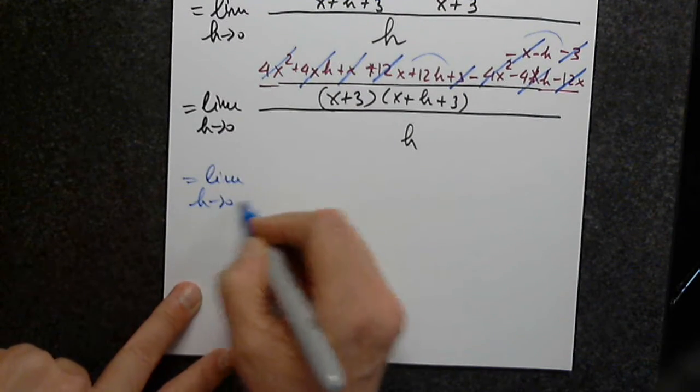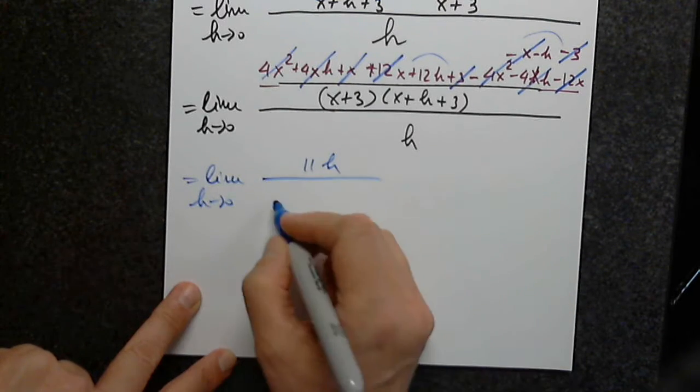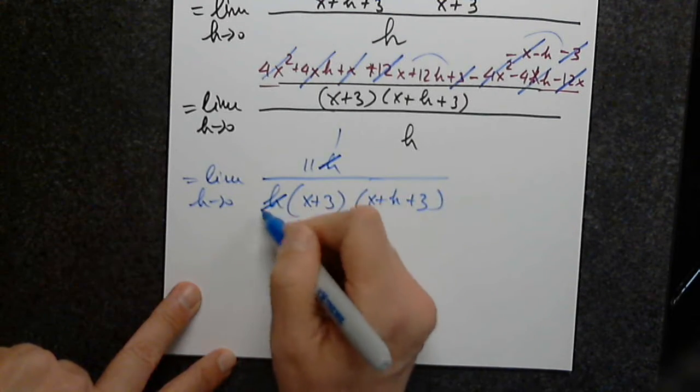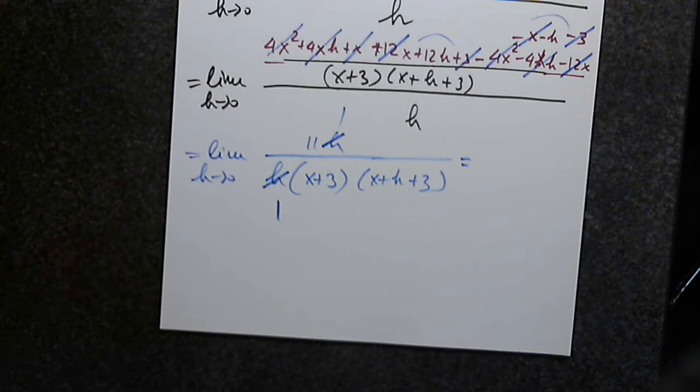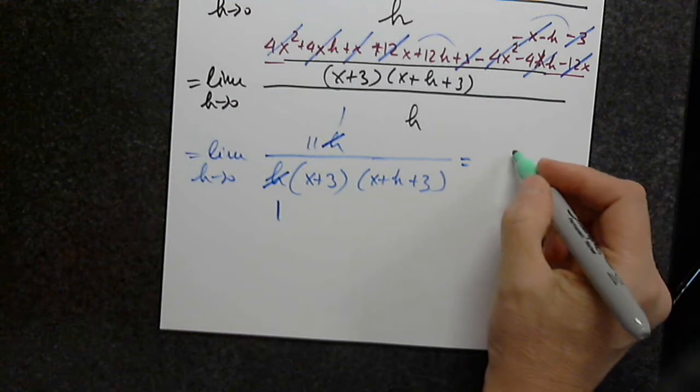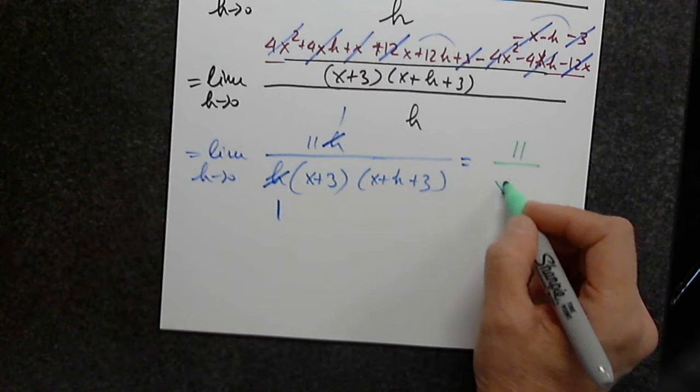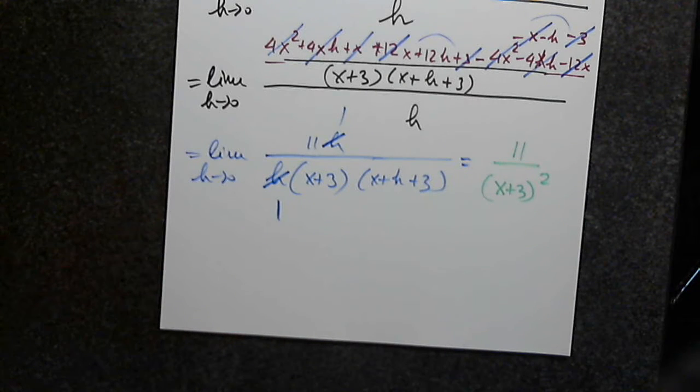So this is the limit as h approaches 0 of 11h, I flipped this already, over (x + 3)(x + h + 3). These h's go away, and now, and only now, I can drop the limit operator. And, of course, I'm expecting a function. It better be a function, not a number. It's f prime of x. So the answer is, the top goes to 11, and the denominator goes to (x + 3) squared. Remember, do not waste your time. It would actually be a total waste of time to expand the denominator. Do not do that. Good. Any questions?